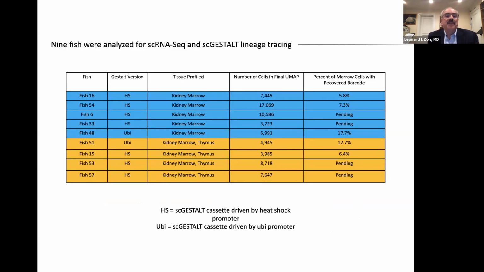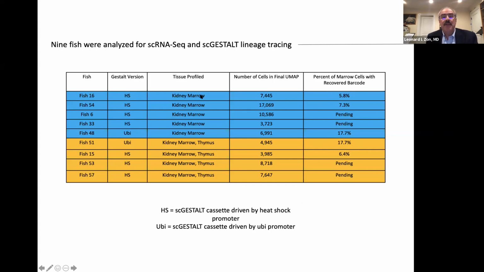So far, and this is early data, we've analyzed 9 fish. And you can see that we have a variety of different methods. One is a heat shock method, and one is using a ubiquitous promoter. It turns out that with the heat shock method, you don't get quite as many barcodes as you do with a very strong ubiquitous promoter. And so we would probably think that this approach is the more preferred one.